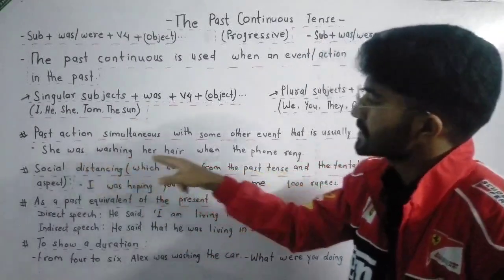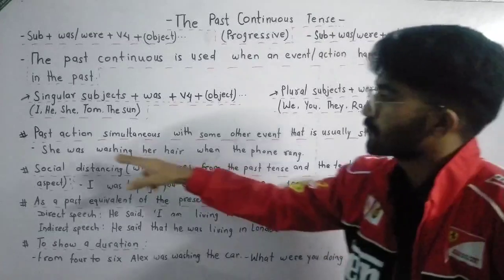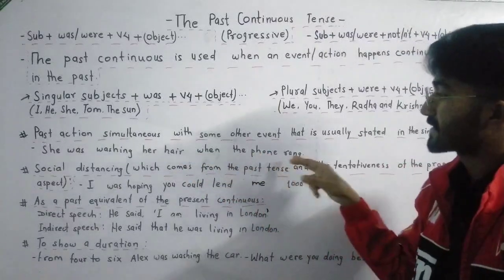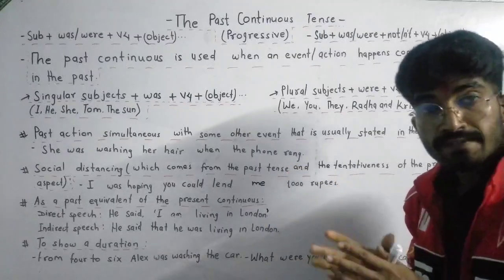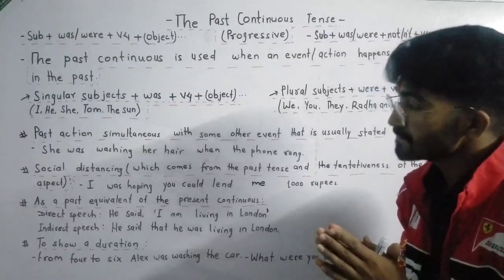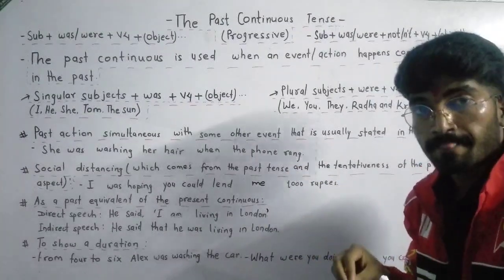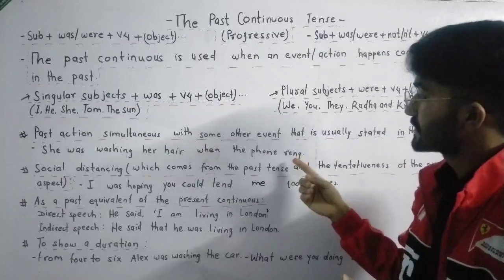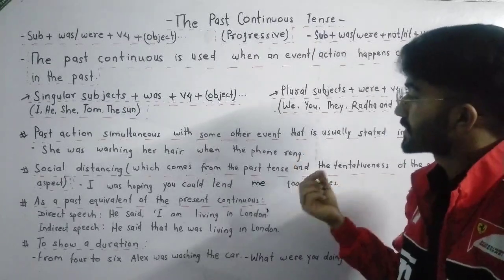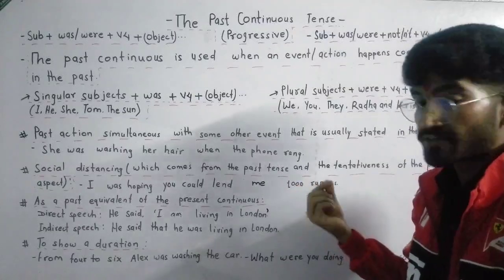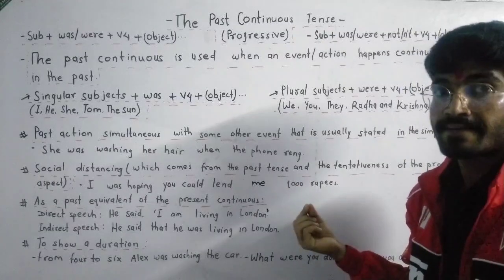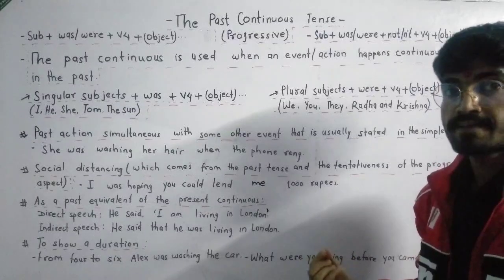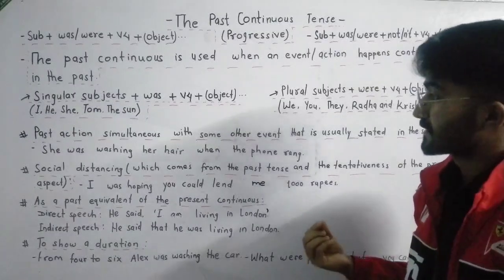She was washing her hair when the phone rang. She was washing her hair. At that time, her phone rang. This is the second form of the verb ring. The first form is ring. The second form is rang. The third form is rung. The fourth form is ringing. And the fifth one is rings.